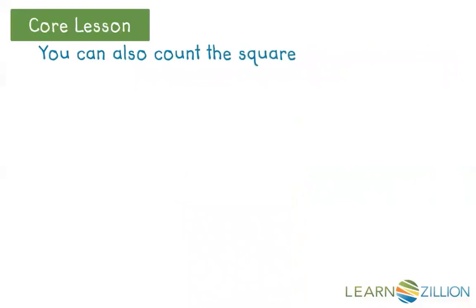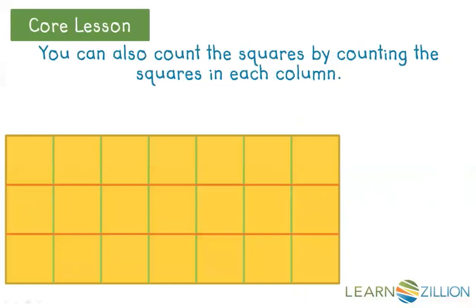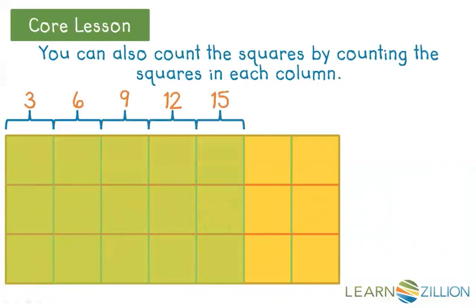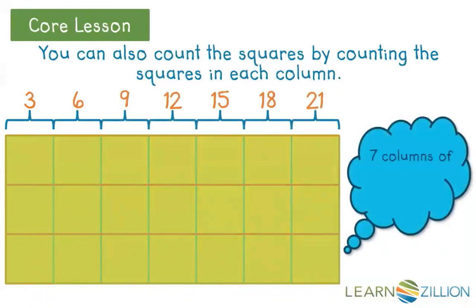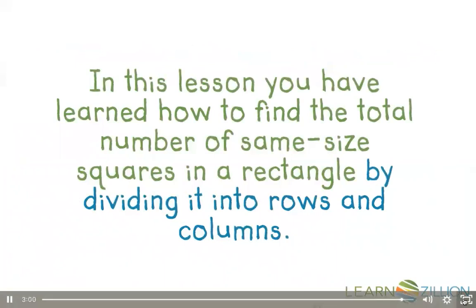You can also count the squares by counting the squares in each column. Each column has 3 squares, so we can count by 3s to find the total number of squares. So if we count the squares in each column, 3, 6, 9, 12, 15, 18, 21, there are 21 total squares in this rectangle. 7 columns of 3 is 21 total squares. In this lesson, you have learned how to find the total number of same-size squares in a rectangle by dividing it into rows and columns.